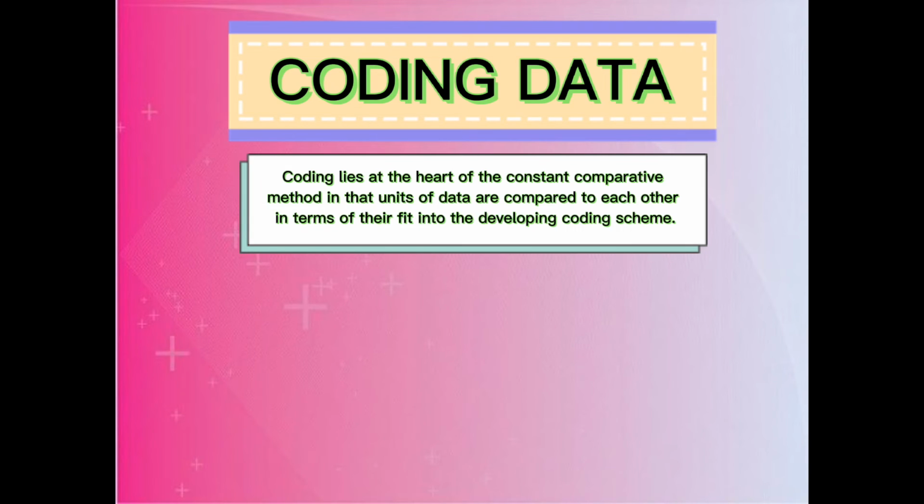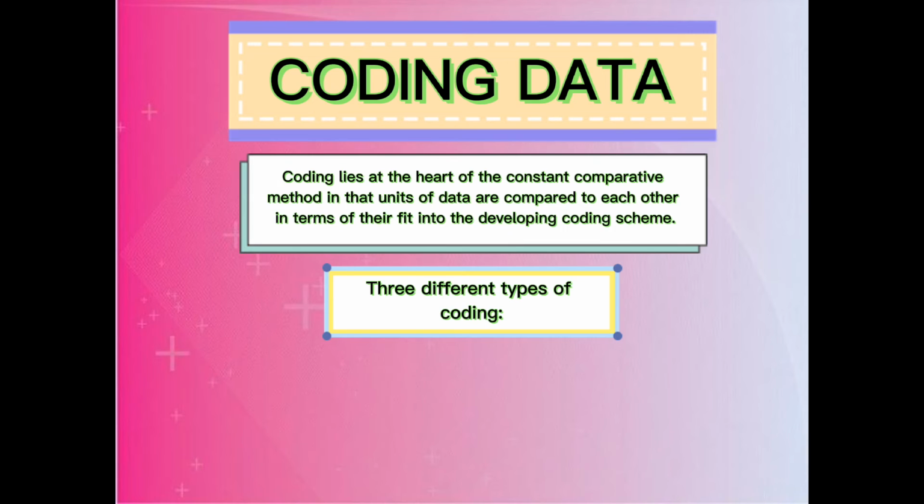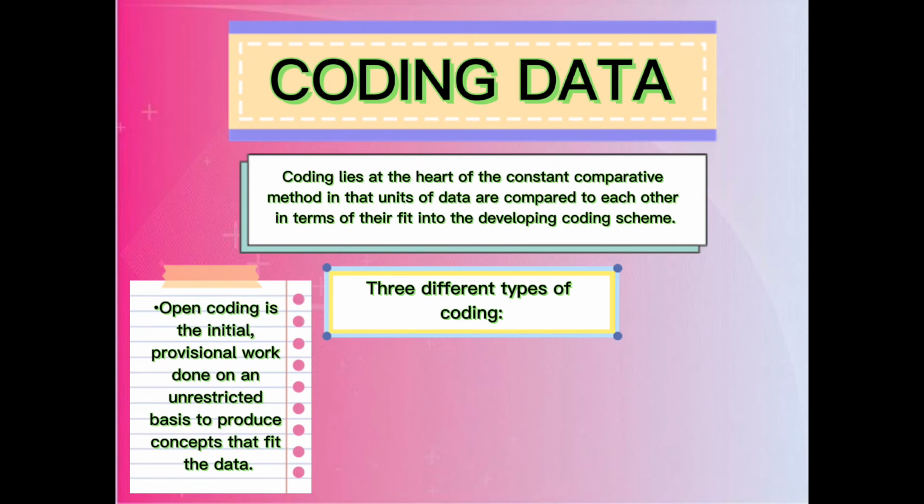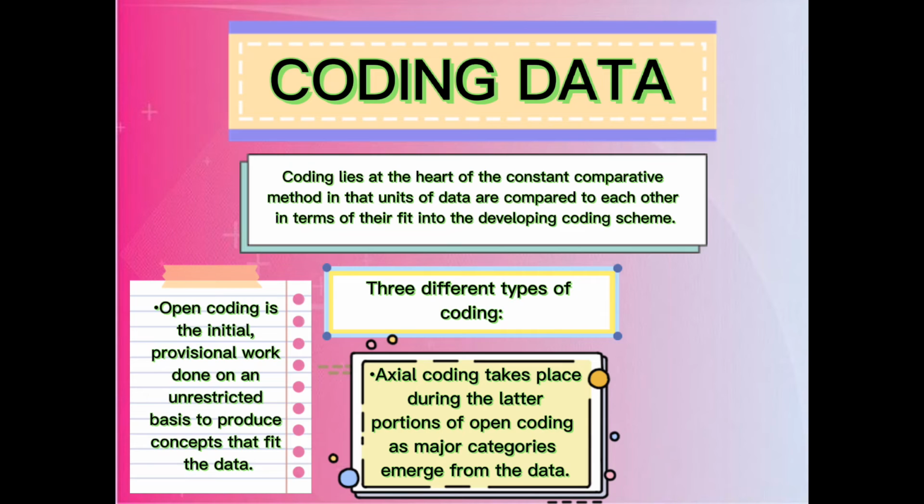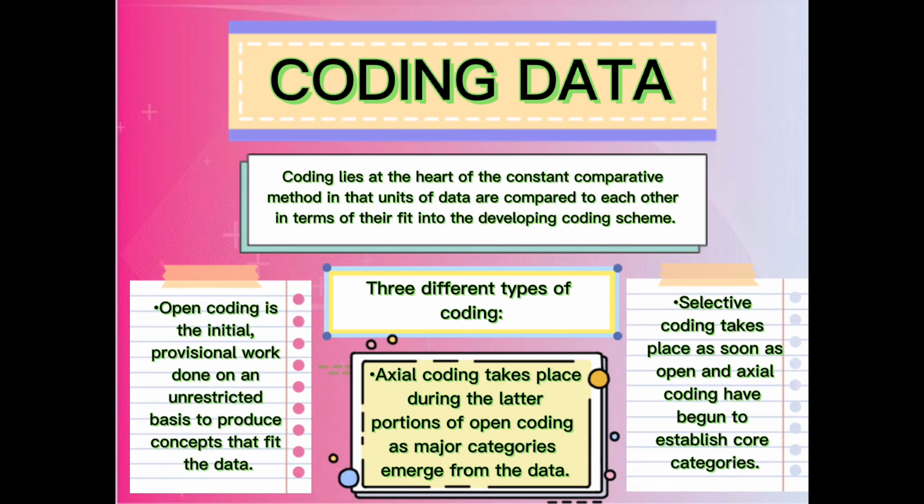3 different types of coding. Open coding is the initial, provisional work done on an unrestricted basis to produce concepts that fit the data. Axial coding takes place during the latter portions of open coding as major categories emerge from the data. Selective coding takes place as soon as open and axial coding have begun to establish core categories.